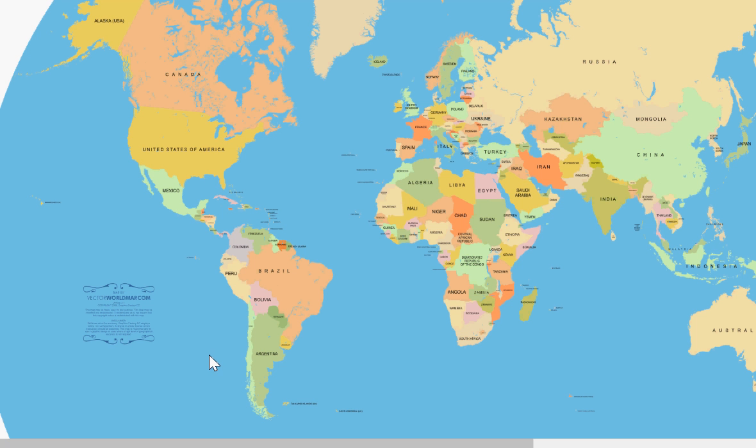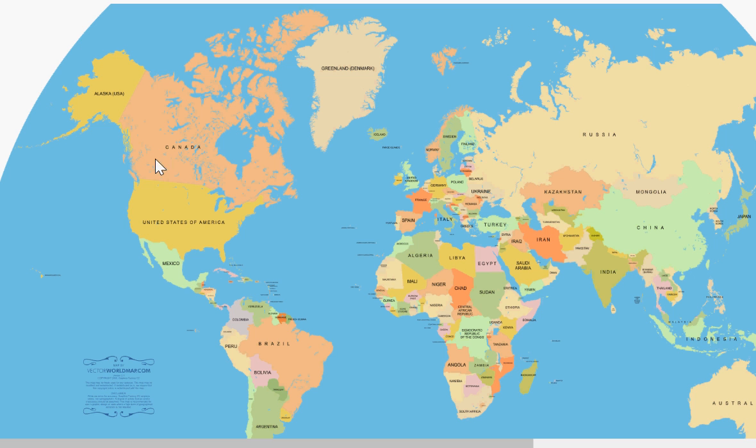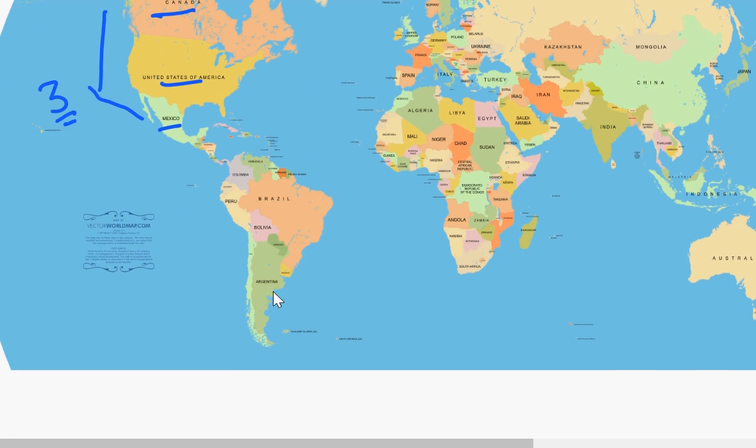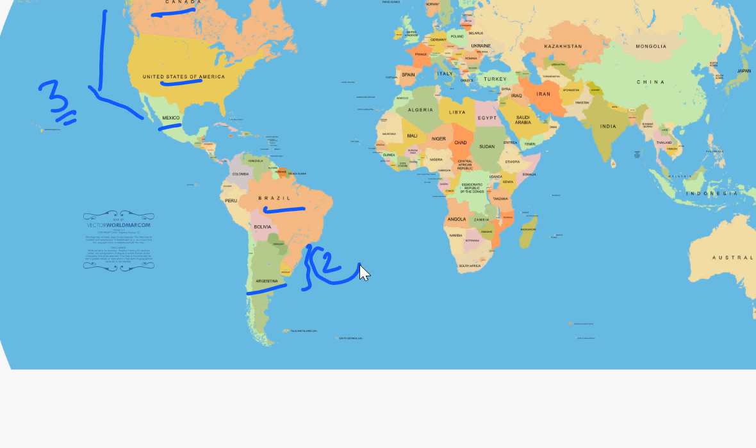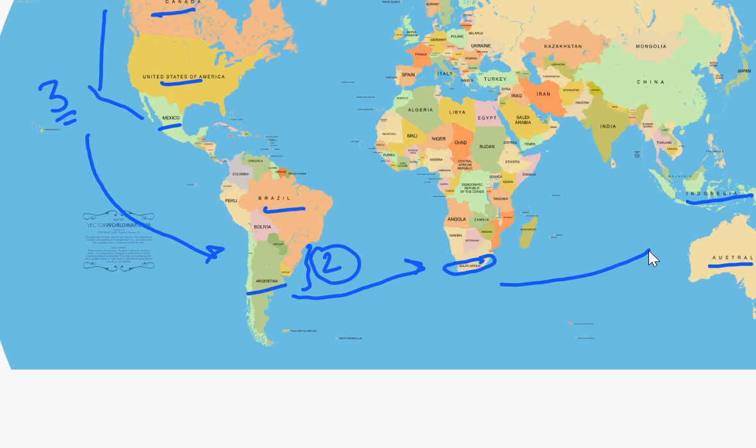Since pictorial memory is the best memory, if you want to remember something for a longer period of time, remember it through images. In the G20 countries, we have Canada, United States, Mexico, three countries in the North American continent. Then Brazil and Argentina in South America, two countries. In Africa, South Africa. Then here we have Indonesia and Australia. Look, a circle is forming from here to here to here.